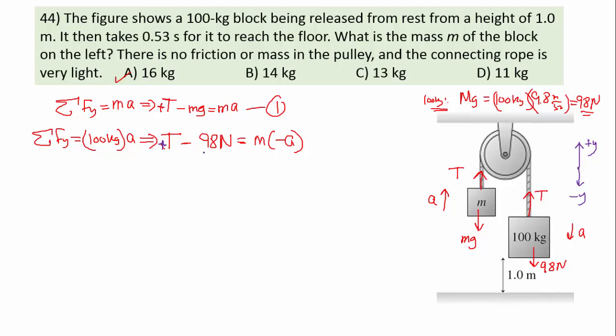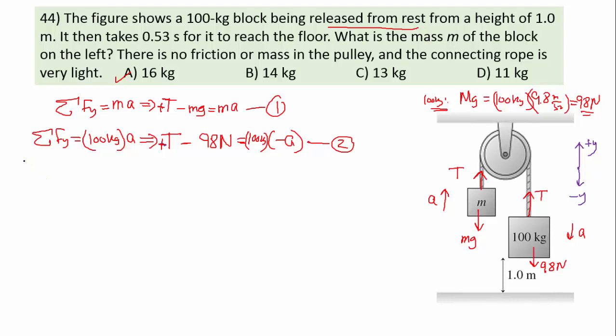In this equation we have two unknowns. So the tension here is unknown and the acceleration is unknown. So this is equation number 2, and we still cannot solve for the tension or the acceleration. So what should we do? We have other information given here. We are told that the 100 kilogram is released from rest. So this indicates that the initial velocity is 0. And also we are given the height, which will be the displacement the 100 kilogram will fall, and the time.